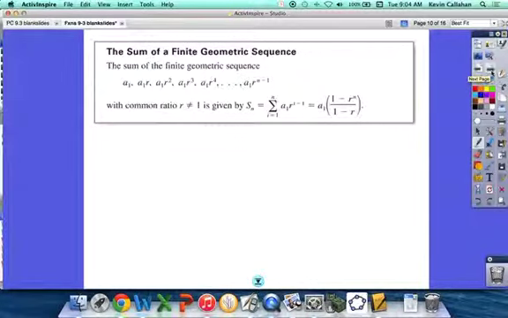Okay, now we're talking about the sum, right? Just like we did with the arithmetic, you've got a formula for the finite sum, or the sum of a finite geometric sequence. Means it's only a fixed number of terms. And again, this is a formula that you've had before, and if you can't read it, it's this: Sn equals A1 times 1 minus R to the n over 1 minus R.